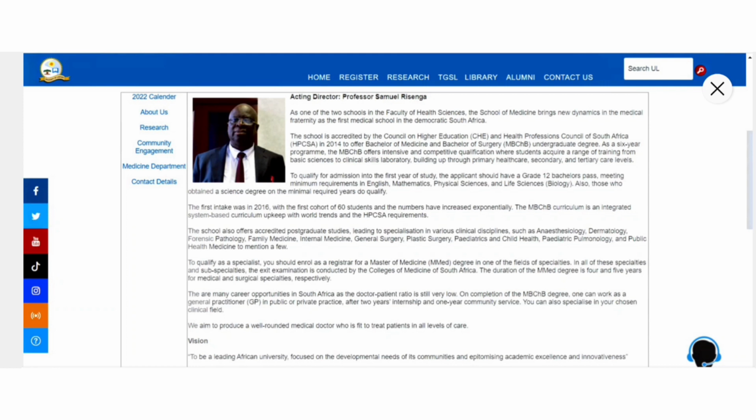Now we're moving on to the University of Limpopo. In the University of Limpopo, we had the website, and they were not super clear on their entry requirements. On the site, this is what I could find: they just want oneself to meet minimum requirements in English, mathematics, physical science, life science. This was the most unclear site, but I guess oneself can go further in or try to call them to find out more about how they go about admitting students for medicine there.